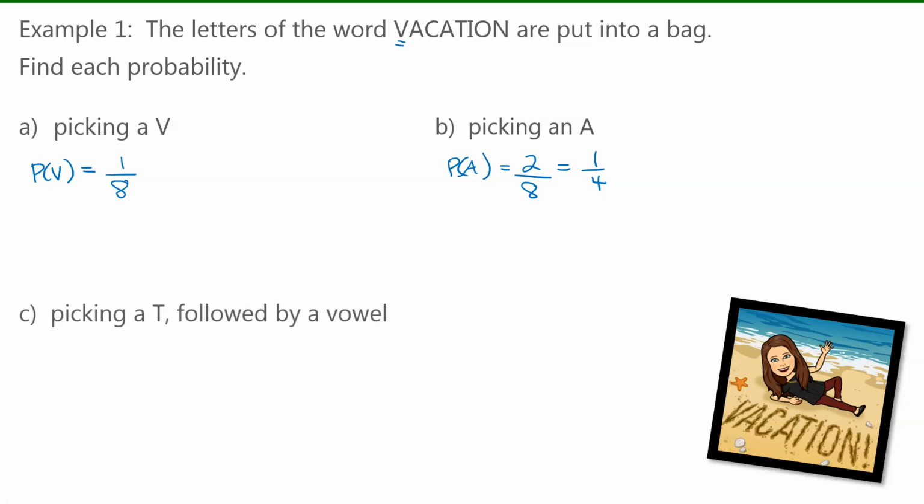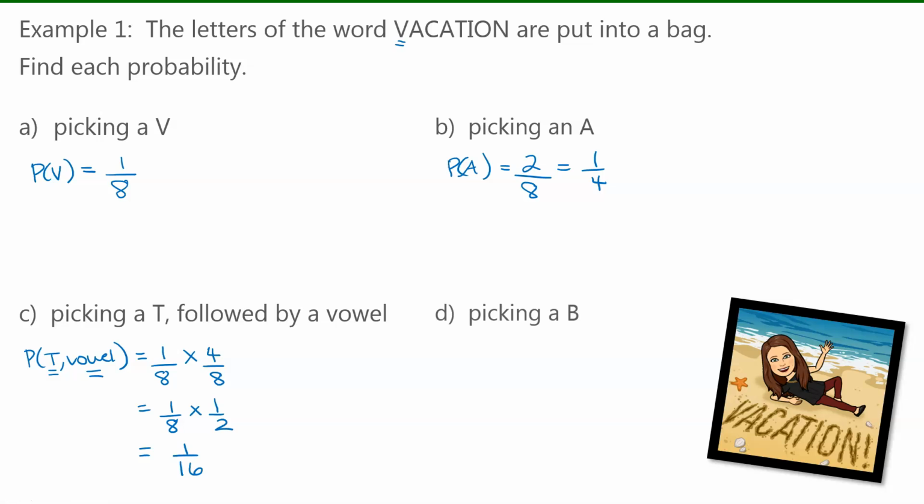What's the probability of picking a T followed by a vowel? So I write P of T and vowel. I can see in my word I have 1 T, so that's 1 out of 8, multiplied by the number of times I see a vowel. So I see 2 A's, an I, and an O, so that's 4 out of 8. Before I multiply those, I'm going to reduce that 4 over 8, so that would become 1 over 8 times 1 over 2, and then that becomes 1 over 16. So the probability of picking a T and then followed by a vowel is 1 over 16.